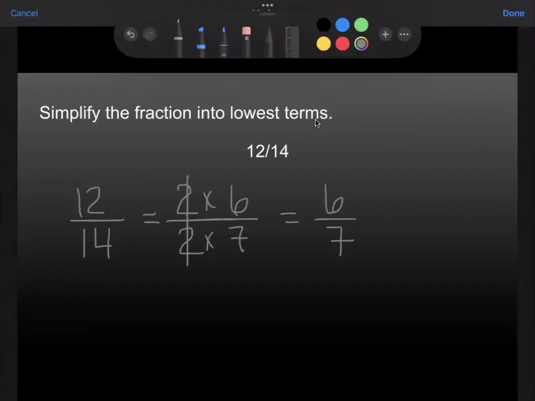That means 12 over 14 simplifies to 6/7.